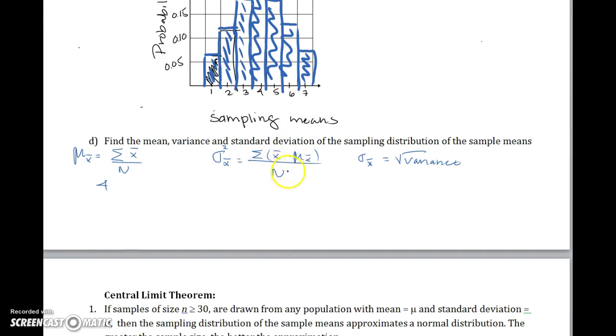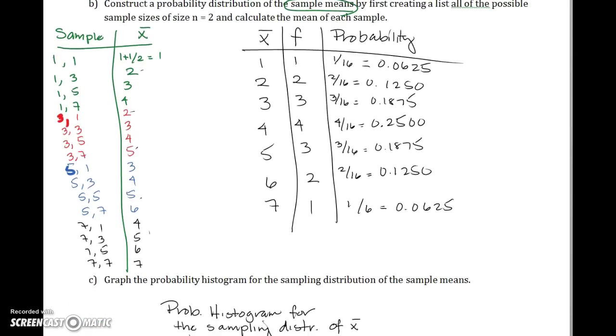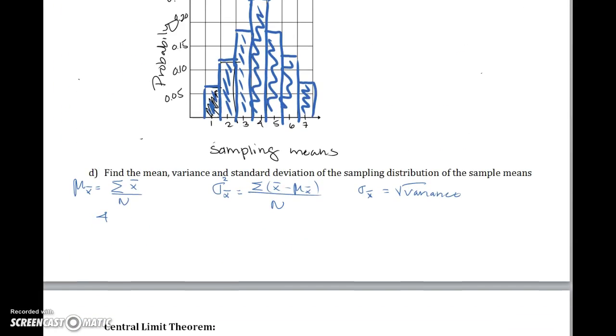And then if you do the same thing that we did on the previous page and you end up subtracting each of these from 4 and then adding them up and then dividing by 16 again, you will get the wonderful number of 5 over 2, which is 2.5. And then for this one, you would take the square root of 2.5 and you get about 1.581.